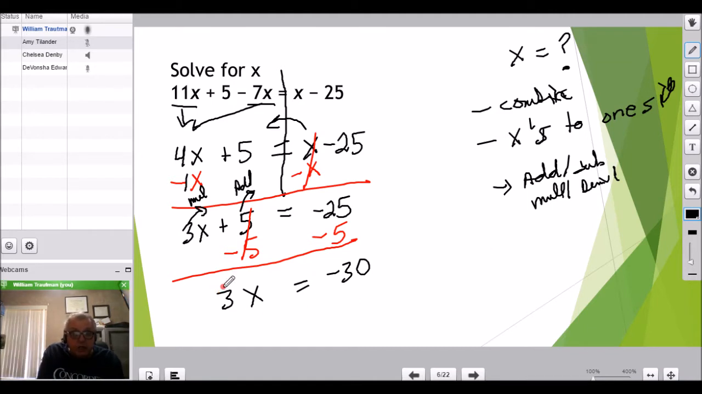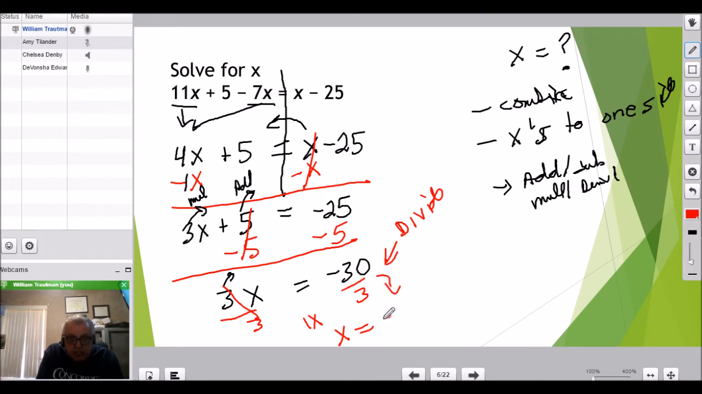Now I need to get rid of the 3. It's multiplying. The opposite of multiplying by 3 is dividing by 3. So we're going to divide now. 3 divided by 3 is 1x. Another way of writing 1x is just x. Negative 30 divided by 3 is a negative 10. And there's our answer.